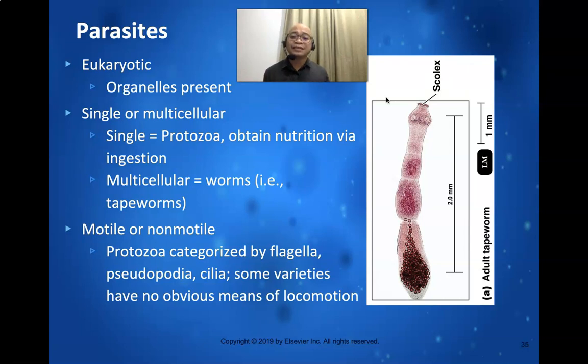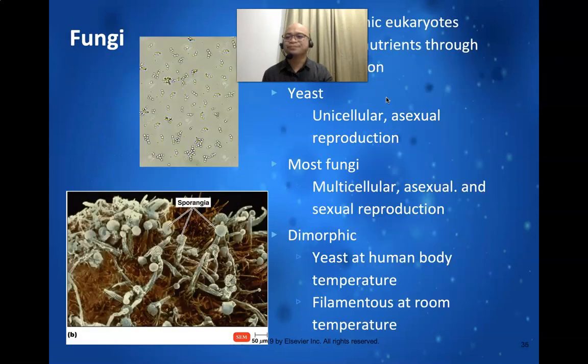Protozoans, for example, are categorized according to their locomotory organelles. They could have flagella, pseudopodia, cilia, and some varieties have no obvious means of locomotion, such as the plasmodium.